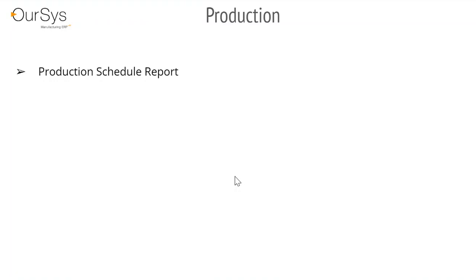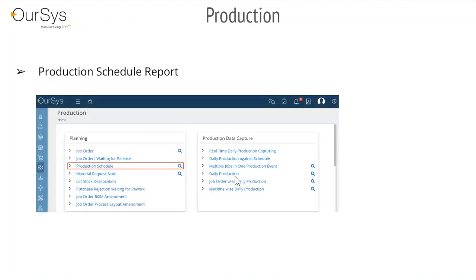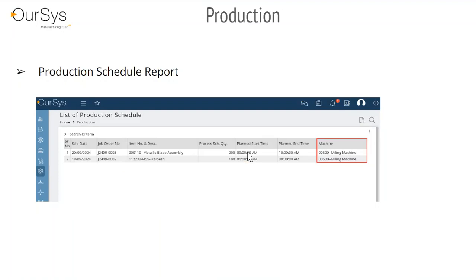Production schedule report. So yeah, previously we did not have a report where the user can see, machine wise, what job orders are lined up. So in this version we have given a report called the machine production schedule wise machine report. Here you can see I have scheduled one machine for one line item, and here I have defined the planned time.